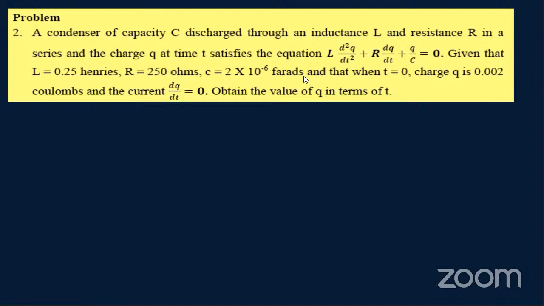So already the differential equation for which the condenser of capacity C is discharged through the inductance L and resistance R is given as L d square q by dt square plus R dq by dt plus q by C equals 0. Let us consider the differential equation as L d square q by dt square plus R dq by dt plus q by C equal to 0.